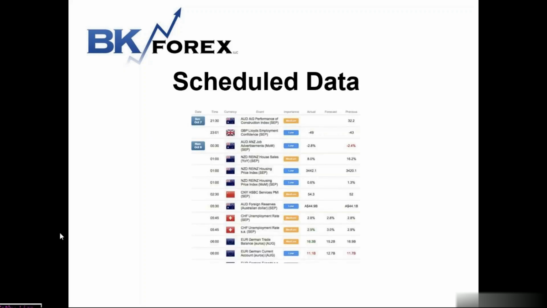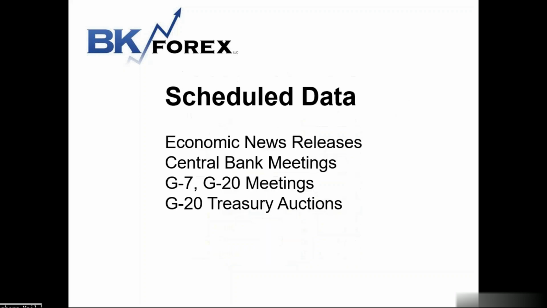One is scheduled data, and scheduled data is just things that you can get on the economic calendar, on all of the most popular Forex calendars. They're basically things that we know are going to happen in advance, and they are economic news releases, central bank meetings, G7, G20 meetings, auctions, big events like the December 4th Italian referendum, as well as other events that we know are happening. For example, we knew that November 8th was the U.S. presidential election. Those are things that are scheduled data.